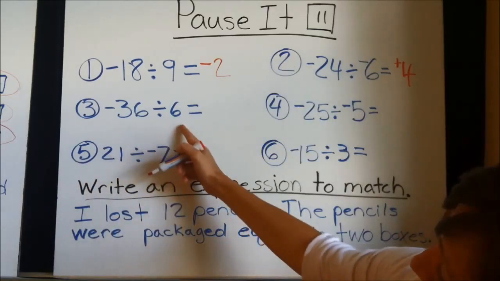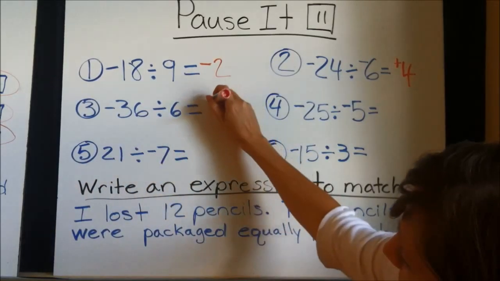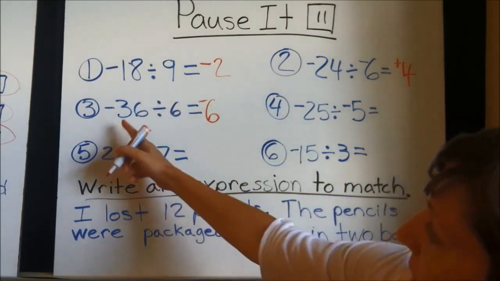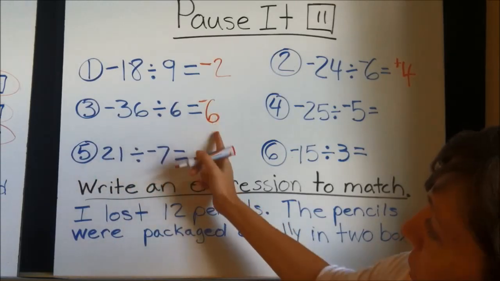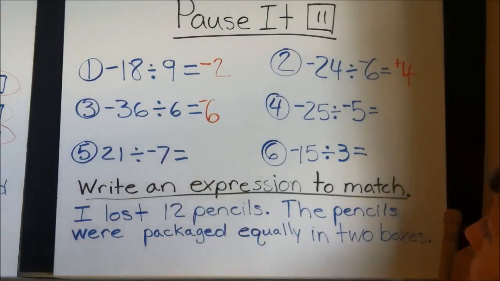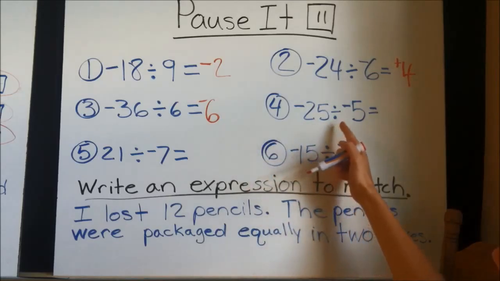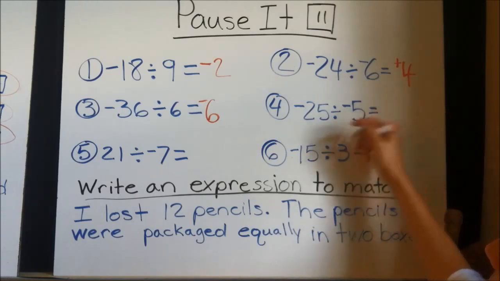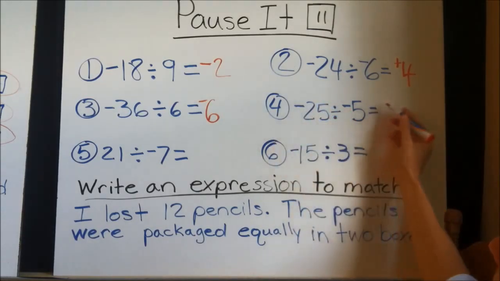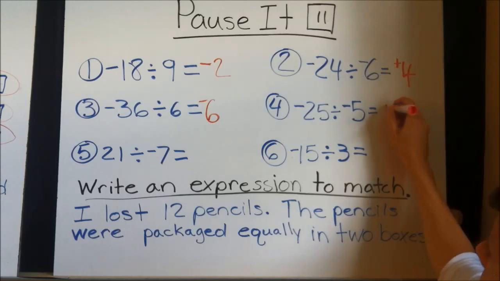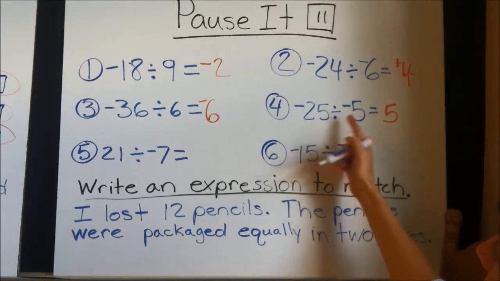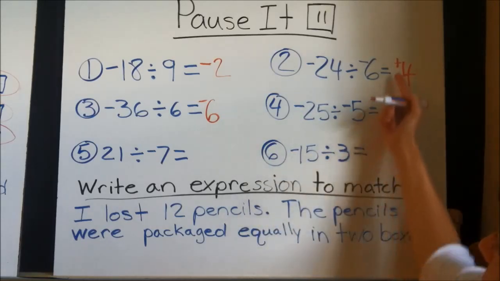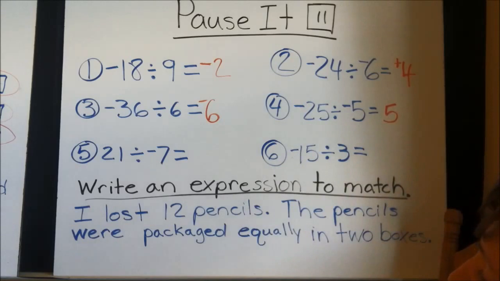Negative 36 divided by 6. 36 divided by 6 I know is 6. And a negative divided by a positive is a negative. And a story to go with it, I owe $36 to 6 people. I owe each person $6. Number 4, I owe $25 to 5 people, but all 5 said I don't have to pay it back. So, it's $25 total. So I get to keep $5 from each person. 25 divided by 5 I know is 5. A negative divided by a negative is going to be a positive. I don't have to put a positive sign, I can just leave it 5 without any sign.